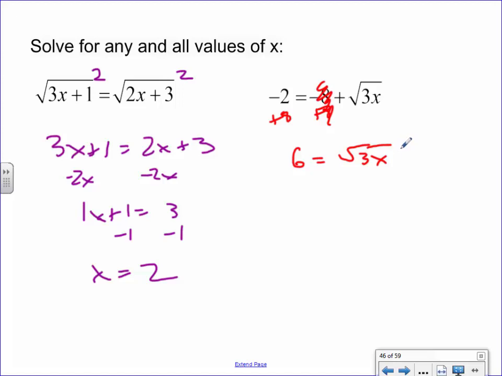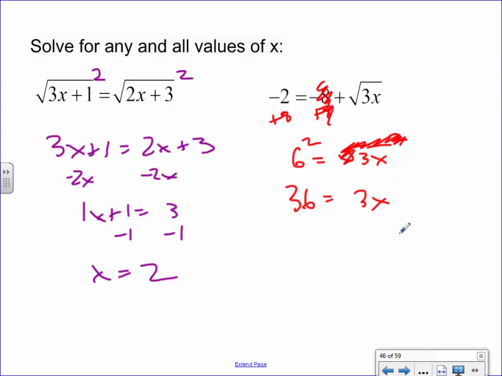I'm going to say this a lot today. This is an opportune moment. This is the right time to square both sides. Before was really not a great idea, but now this is a great time to square both sides. Because if I square this side and this side here, let's talk it through. What happens when you square 6? 36. That's pretty easy, right? What happens when you square a square root? It just goes away. So you're left with 3x.